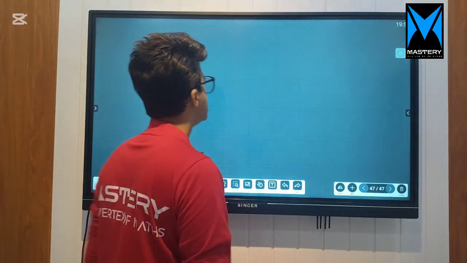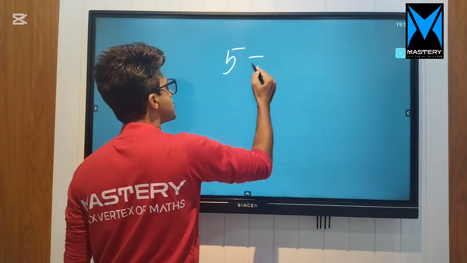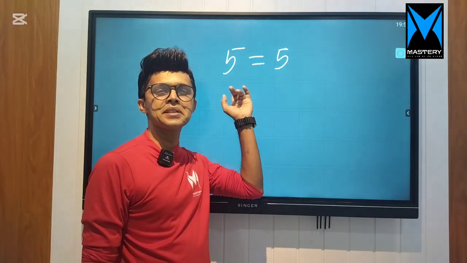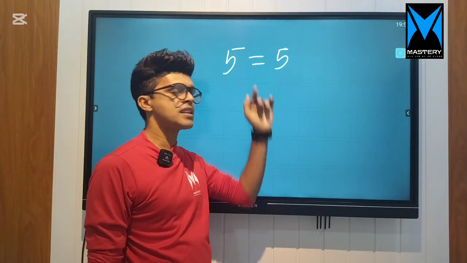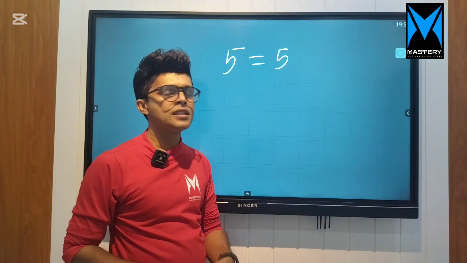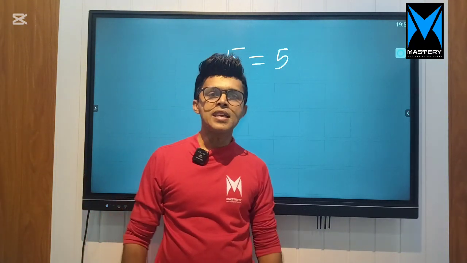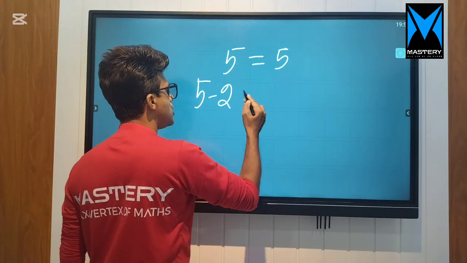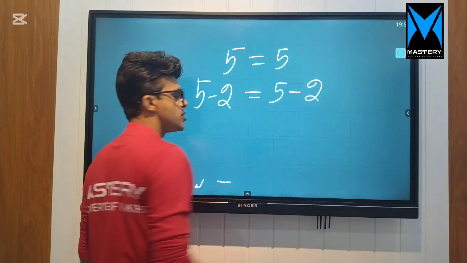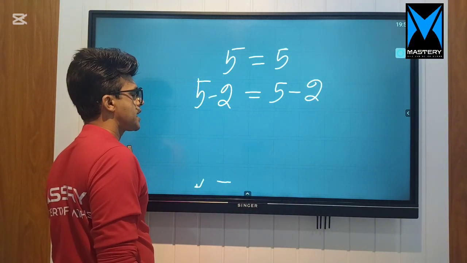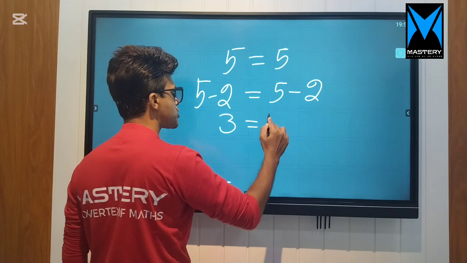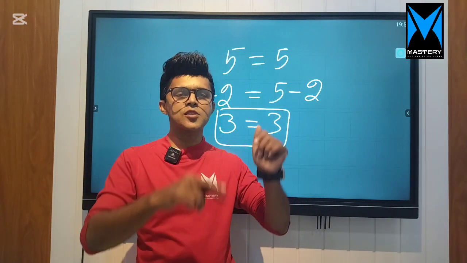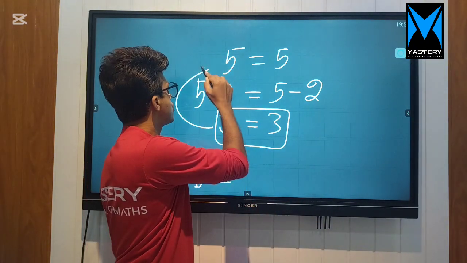Say 5 equals 5. I write here that 5 equals 5. Here is a quantity: this is the digit 5, and this is the digit 5. What I'm doing here is subtracting an equal value from both sides. From this side I subtract 2, and from this side I also subtract 2. So what value do we get? 5 minus 2 is 3, and 5 minus 2 is 3. So the resulting values are equal, but the resulting value is not equal to the previous value. I mean, 3 is not equal to 5.